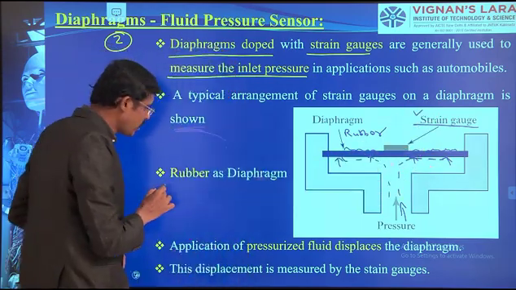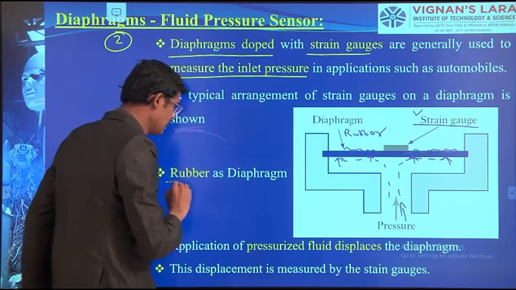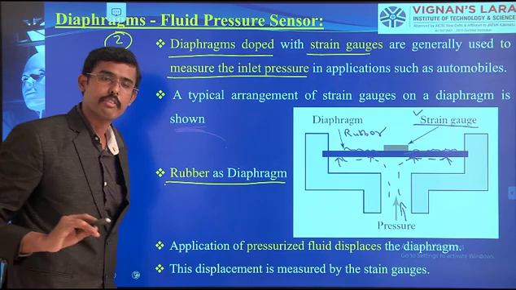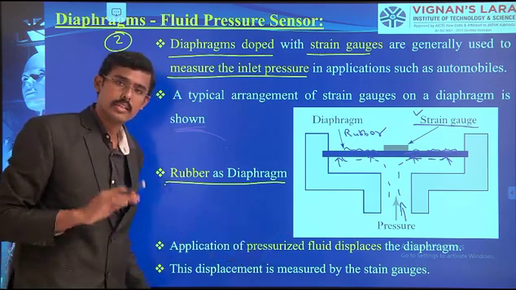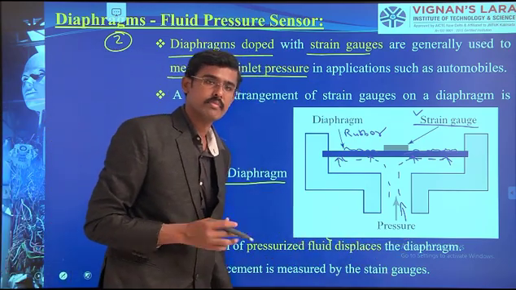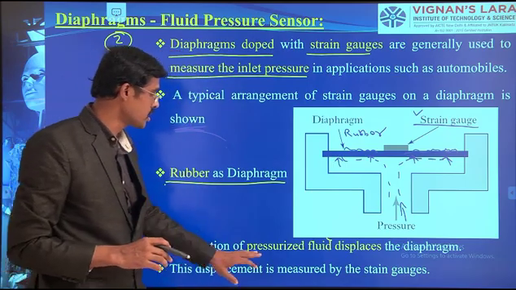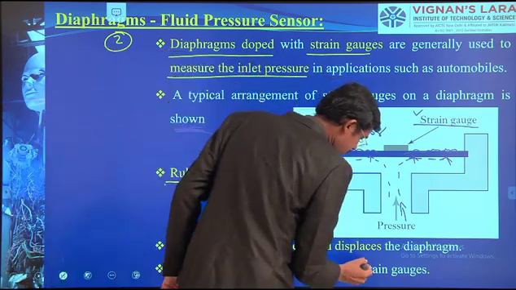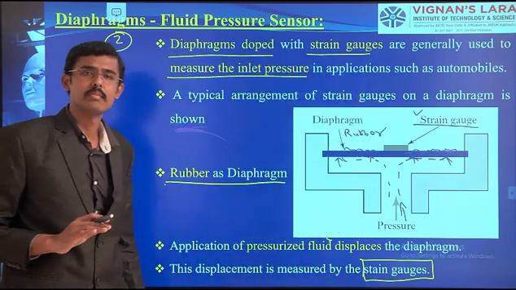So the material we are using, what are we using here? The material we are using is rubber as a diaphragm. The application of pressurized fluid displaces the diaphragm. The change in displacement occurs there. This displacement is measured by the strain gauge again. Very simple mechanism.